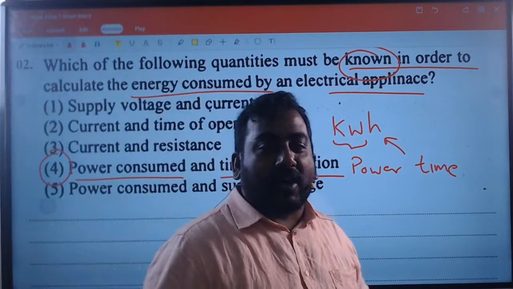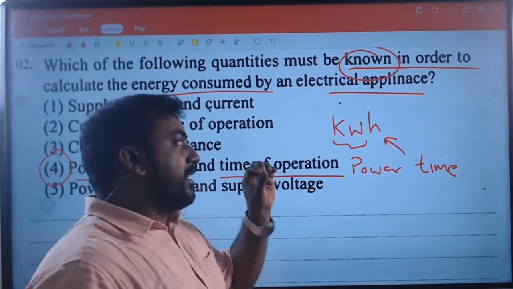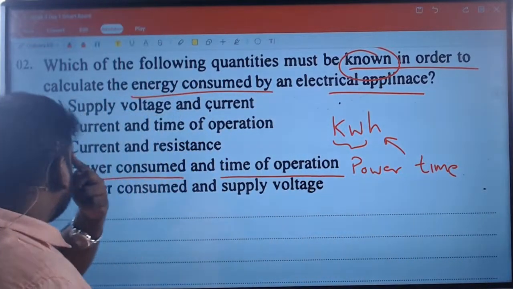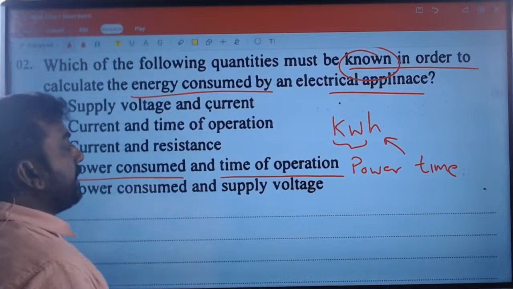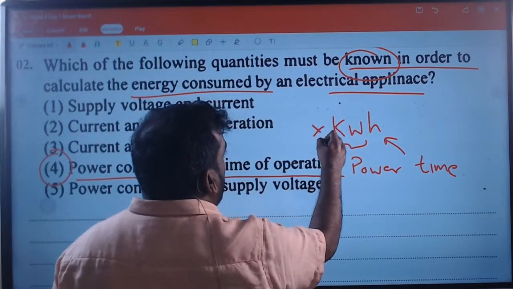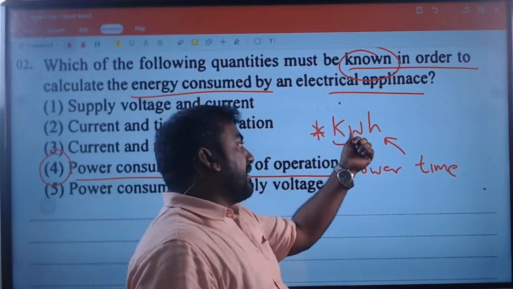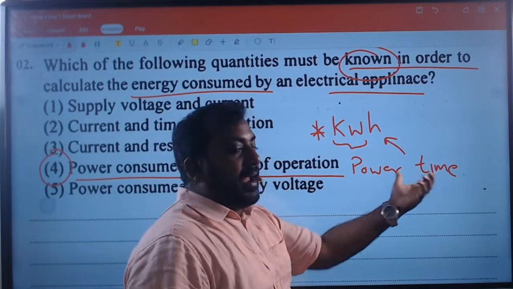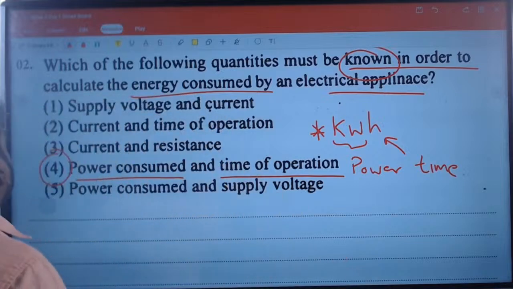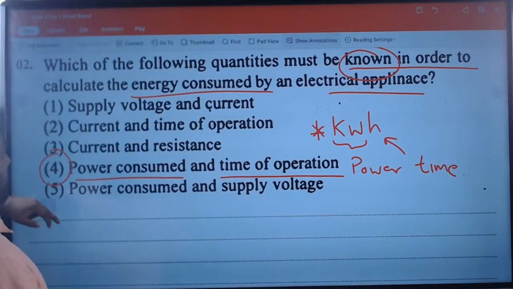So remember the 2003 paper, slightly tricky, but very good questions were asked. Power consumed and time of operation. Kilowatt hour: kilowatt is power, time is hour. So power and time, very important. Right. Moving on.